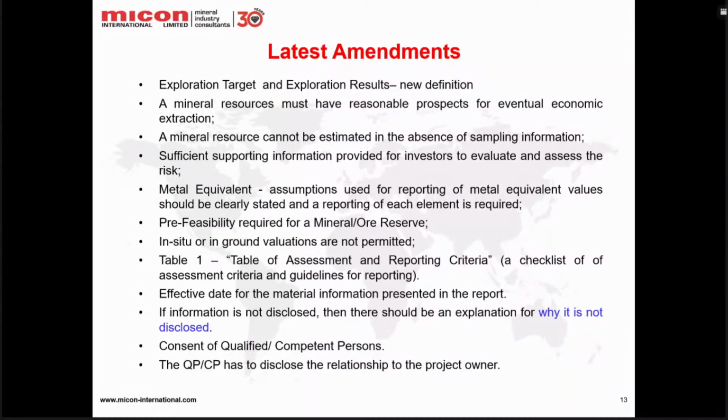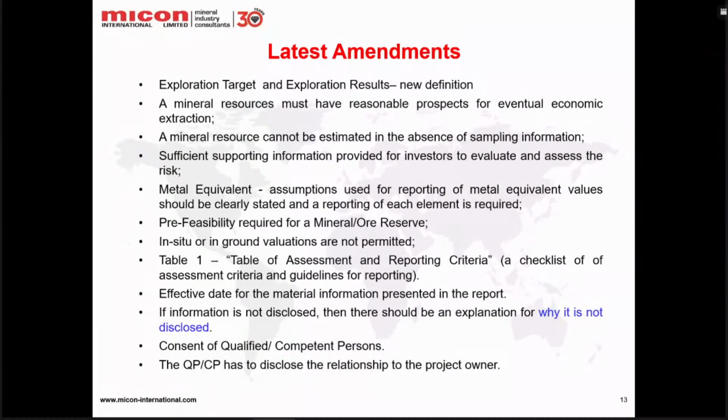Some of the other codes, like PERC and JORC, have Table 1. It's called the Table of Assessment and Reporting Criteria. This is practically a checklist of assessment criteria and guidelines for reporting. You have to fill in the table and attach it at the end of the report, or in Australia, if you have to report to Australian regulators, you have to publish this Table 1 even if you have a news release.